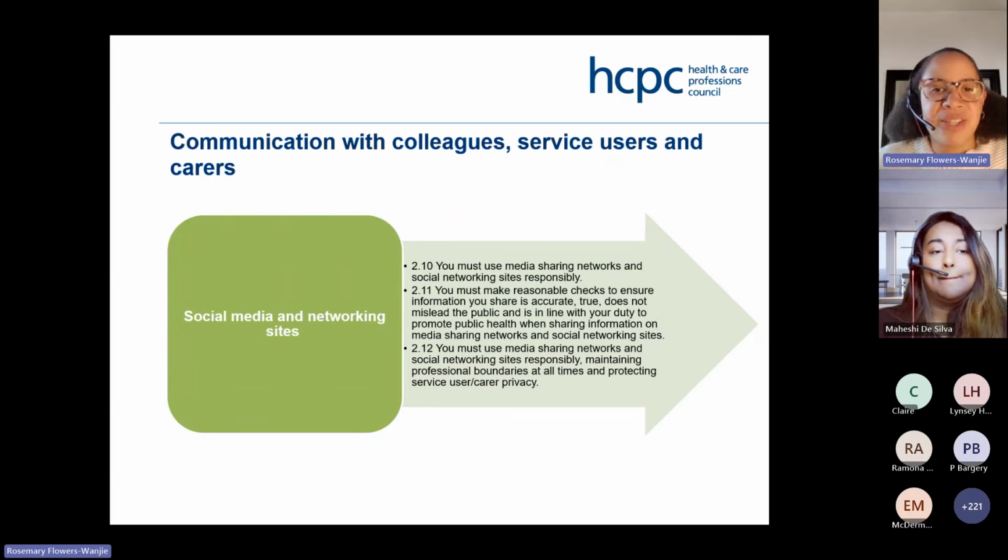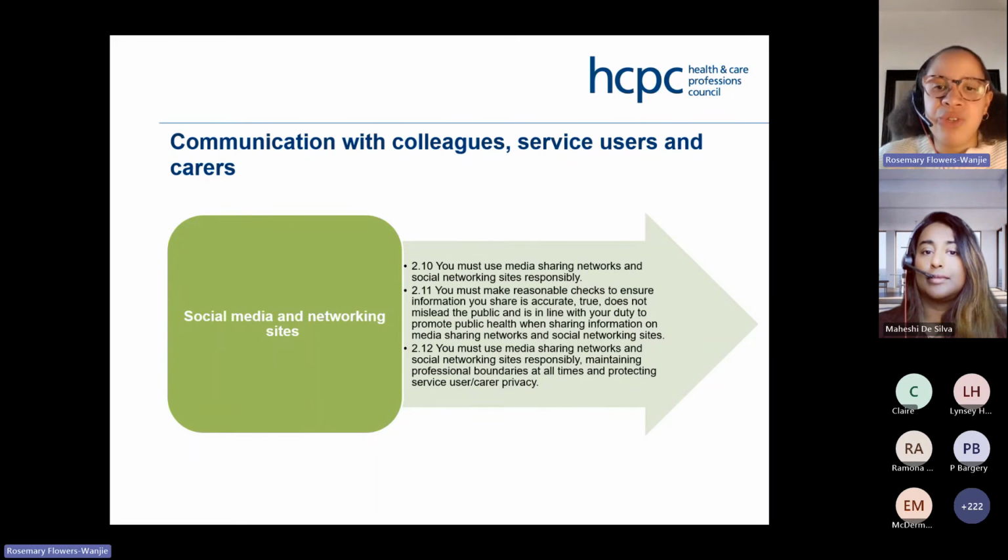And now onto our standards on social media and networking sites. As I said earlier, these have expanded considerably as a result of our review. So standard 2.10 is our previous standard 2.7 on social media. And that standard read, you must use all forms of communication appropriately and responsibly, including social media and networking sites. Instead, the new standard is more specific. It states that registrants must use media sharing networks and social networking sites responsibly. So it's a bit more specific about what we mean when we're talking about social media.